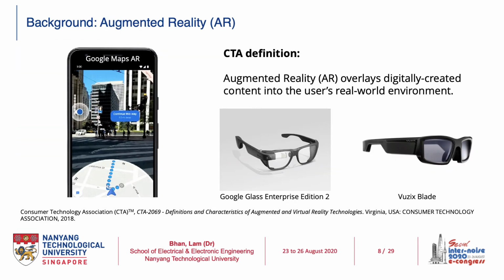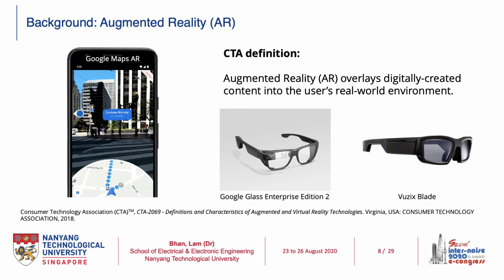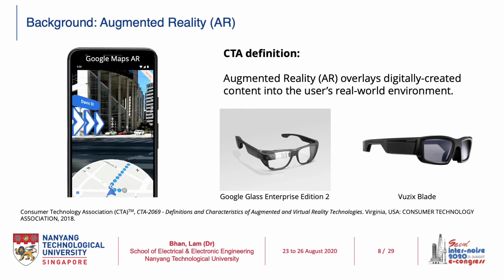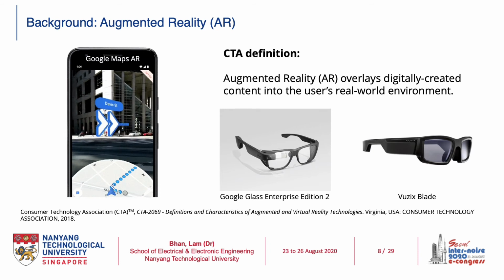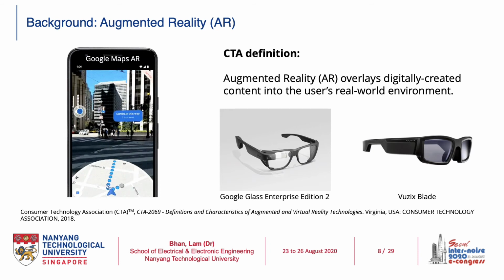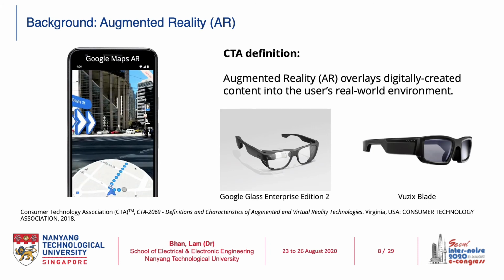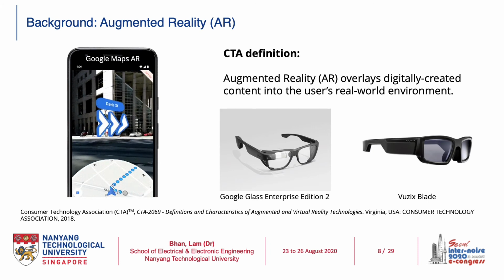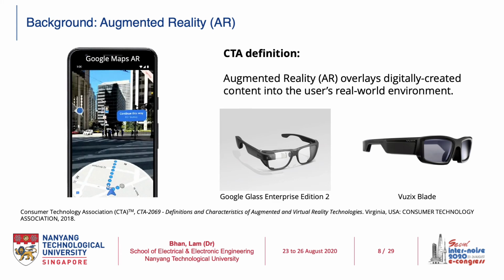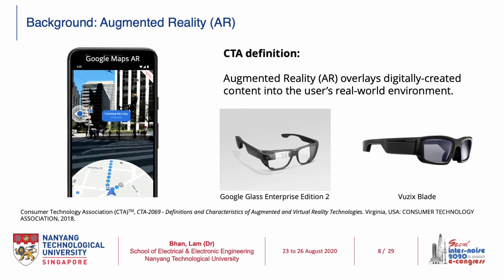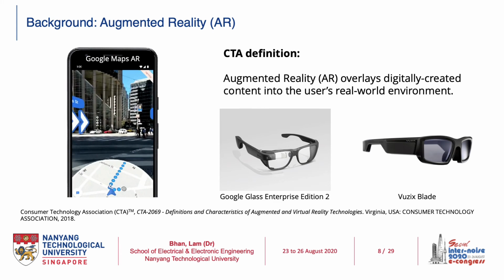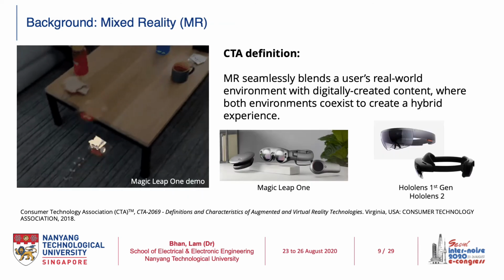Augmented reality is described as technology that overlays digitally created content into the user's real-world environment. This is exemplified in the recent release of Google Maps AR, where the wayfinding instructions are overlaid onto the environment through the camera on a mobile phone. It is important to note that visual objects are overlaid onto the screen but do not interact with the environment.